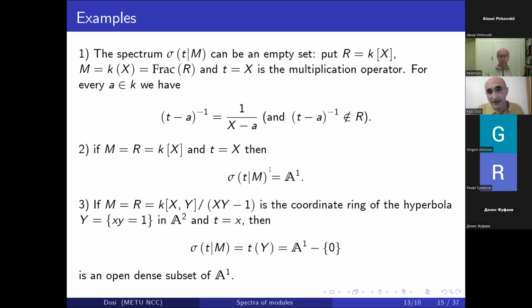Next, spectrum could cover all space, I mean, all line A1. For example, M equals R is a polynomial algebra, T equals X is a multiplication operator. Spectrum will be all real line, I mean, all line K.